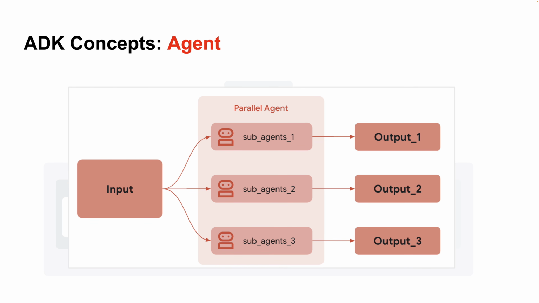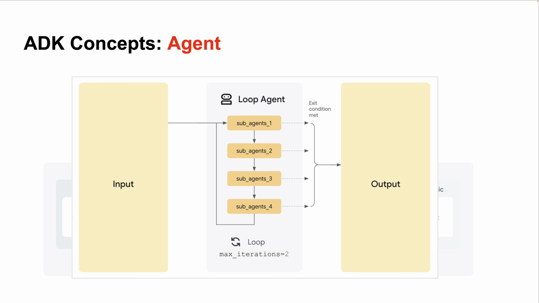The other pattern that a workflow agent can implement is the parallel agent. As the name implies here, we're just simply running subtasks or sub-agents in parallel as opposed to sequentially. And then we have the so-called loop agent, which is the third category of a workflow agent. And this one can run a sequence of agents in a loop for a specified number of iterations or until some termination condition is met.